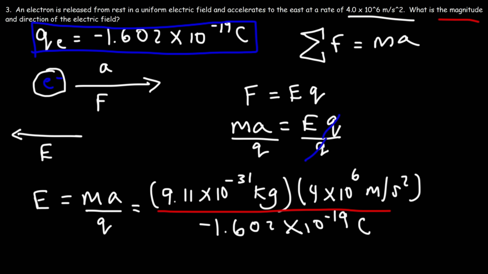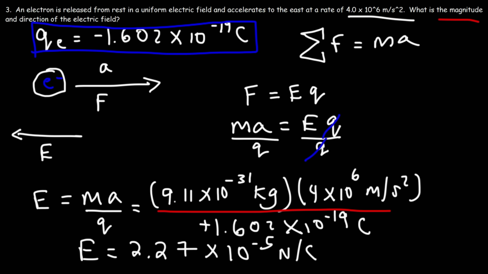So let's go ahead and plug in these numbers. By the way, don't worry about the negative sign for Q. It's not going to be relevant here. So the magnitude of the electric field is going to be 2.27 times 10 to the negative 5 newtons per coulomb. So this is the answer for this problem. And the direction is west. So make sure you write down these numbers.